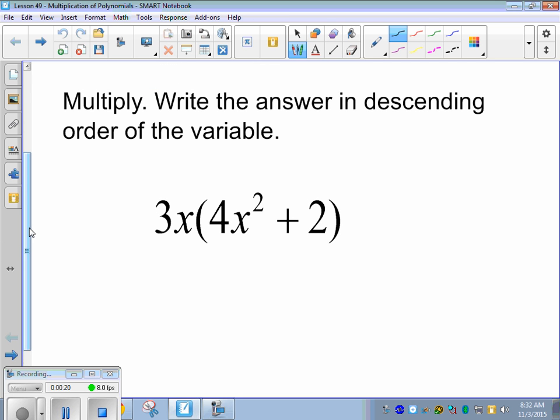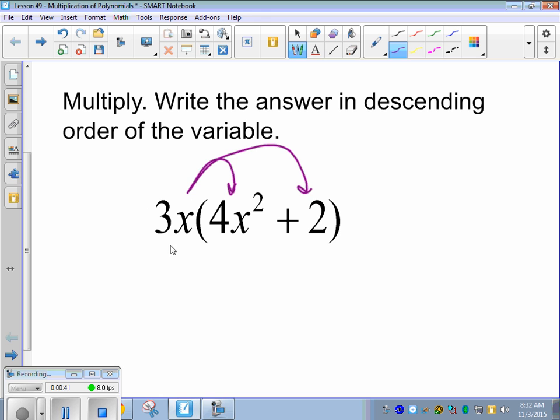Multiply and write the answer in descending order. We already did that yesterday, so you guys are already ready to write in descending order. Now we just have to multiply. What do you guys think I need to do? What's the fancy word for what I have to do to multiply this out? Distribute it, yeah. So a lot of us like to draw these little arrows. I like to draw these little arrows also.